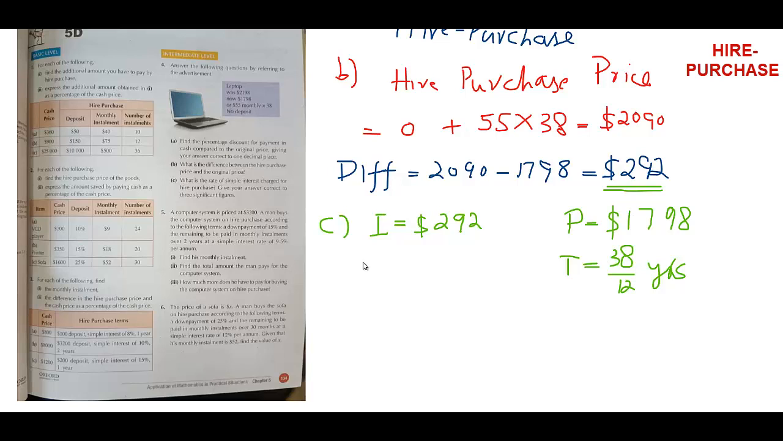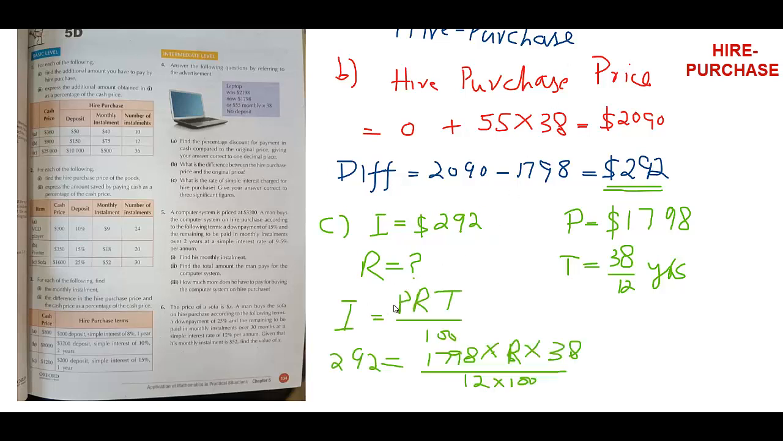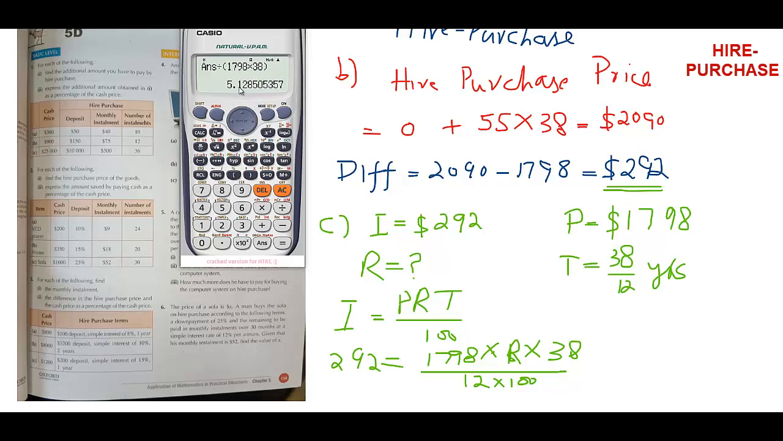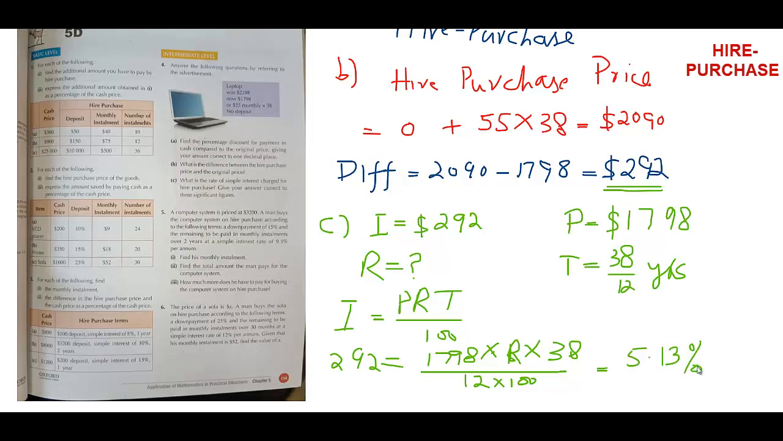Now we have to calculate the rate of interest R in this question, and we will apply the formula. So I is equal to PRT over 100. Just plug in the values and then calculate for R. The answer is 5.13%. So 5.13% is the rate of interest. It is to three significant figures: 1, 2, and 3, because it is mentioned to give your answer correct to three significant figures. So we have done this question 4.